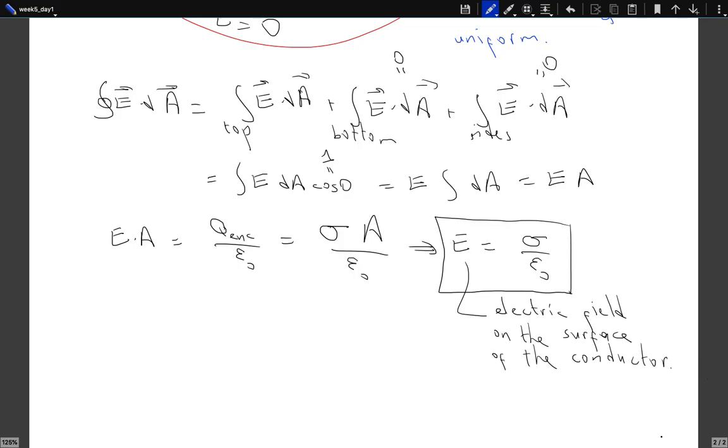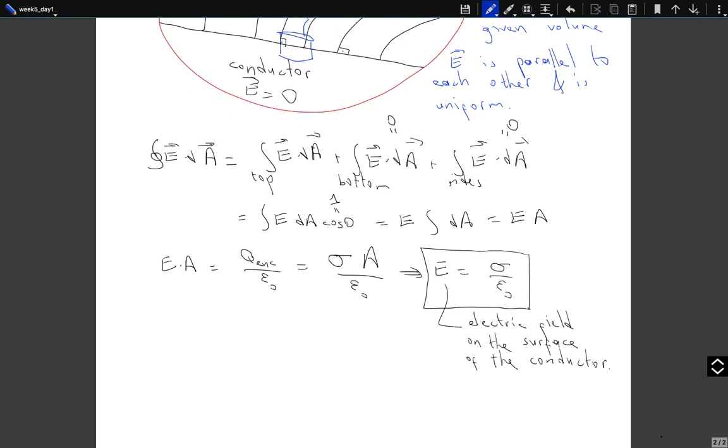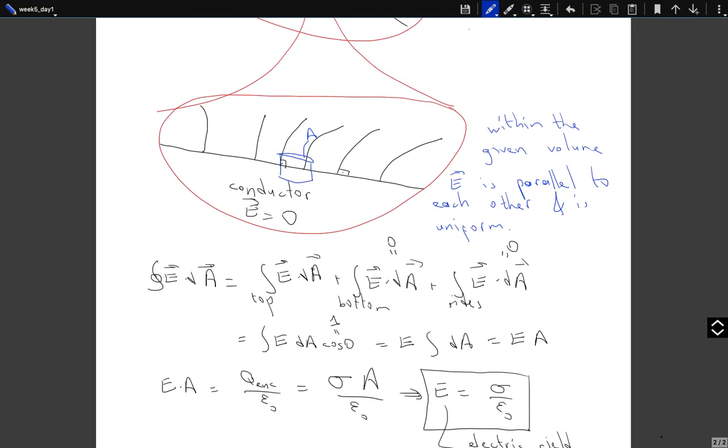Now, any last questions on Gauss law? We got zero on that bottom and the side. Was that because they were parallel? You see, if you look at the bottom, it's inside. It's inside the conductor, so it's zero.